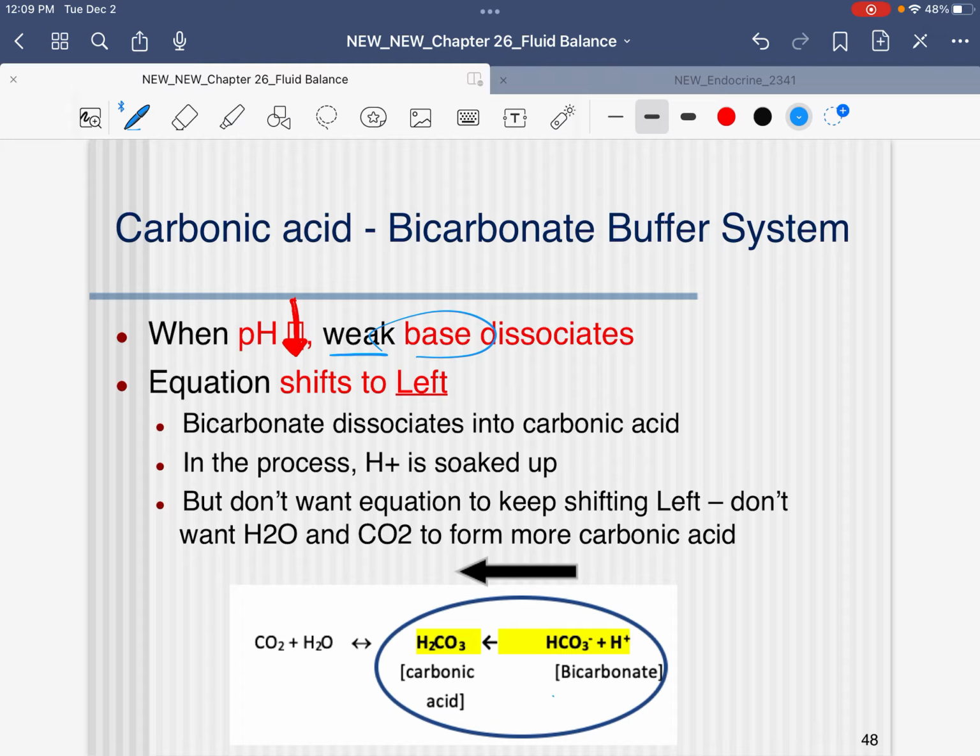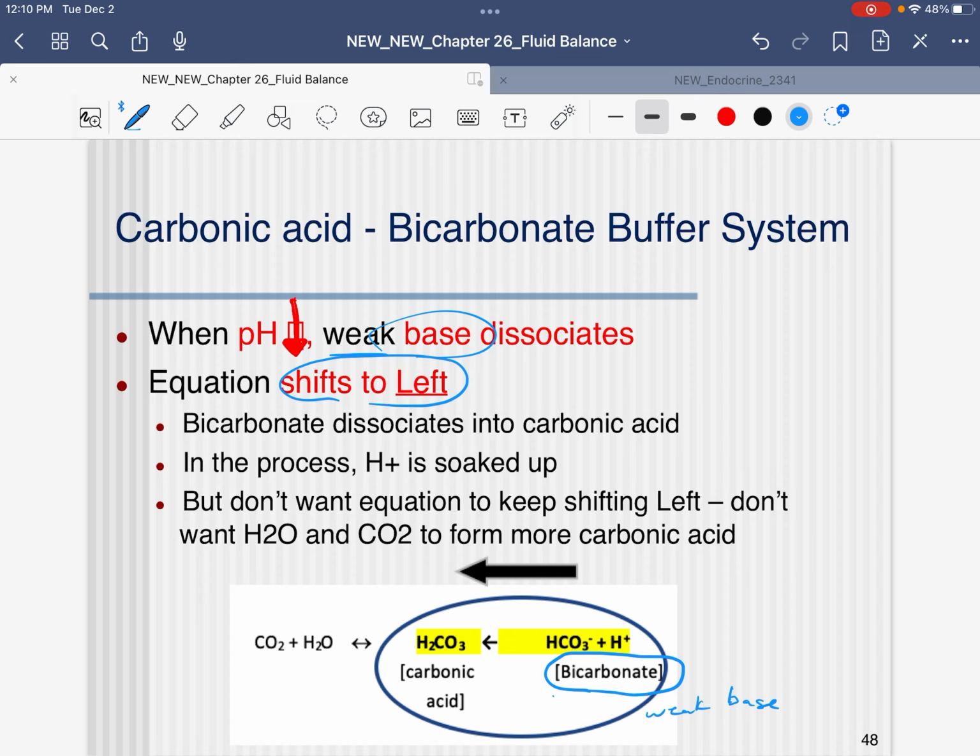When blood pH drops, it's too acidic, we're going to want to release the opposite. If our blood is too acidic, we want to release the base. In terms of the equation, and this I would like you to memorize, when blood pH drops or is too acidic, we release the base. That means that this equation shifts to the left. Because by shifting to the left, which are we dissociating or releasing? The weak acid or the weak base? The weak base.